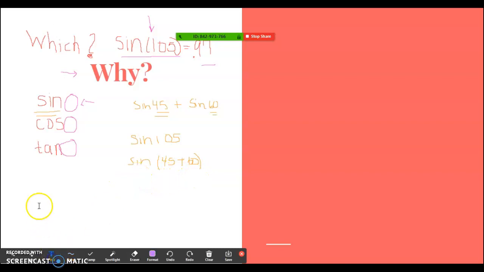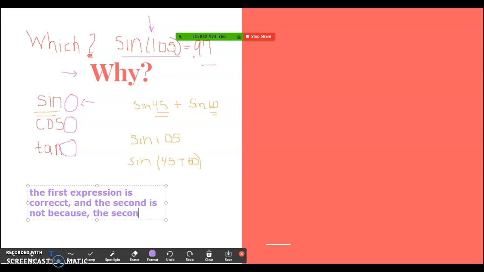So if you need to put that in writing, what happens is the first expression is correct, and the second is not, because the second expression ignores the order of operations.